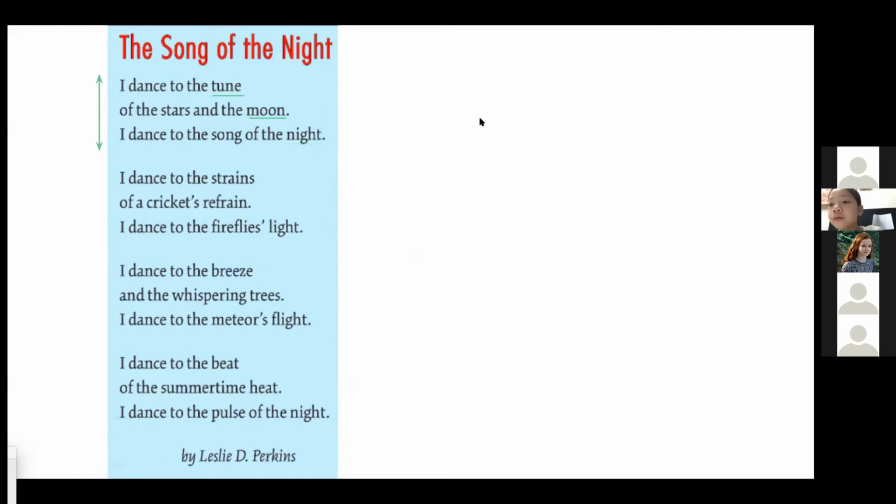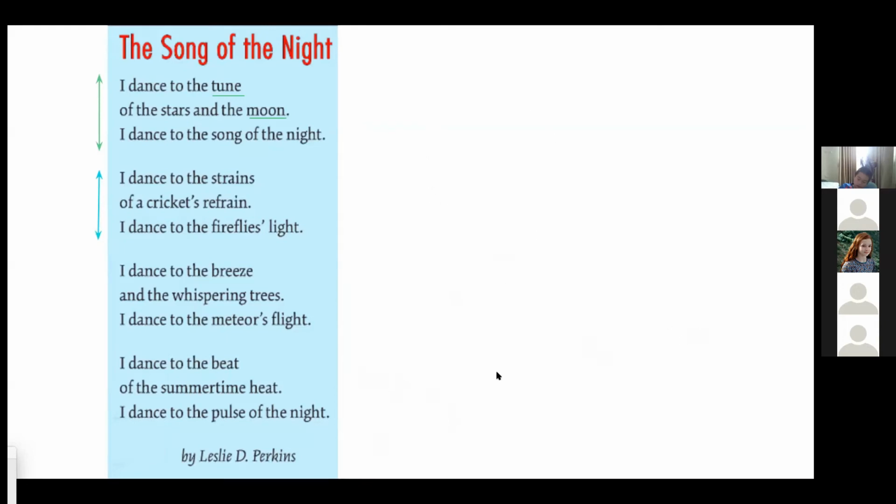Let's look at verse number 2. Maggie, can you read verse 2 for us, please? I dance to the strings of a cricket's refrain. I dance to the firefly's light. All right, good job. So does anyone see any rhyming words in this verse? Which two words rhyme in this verse?